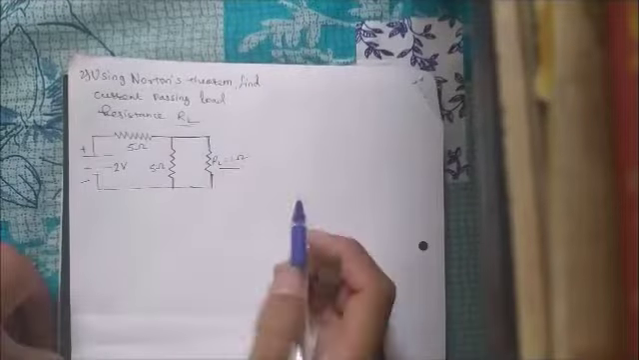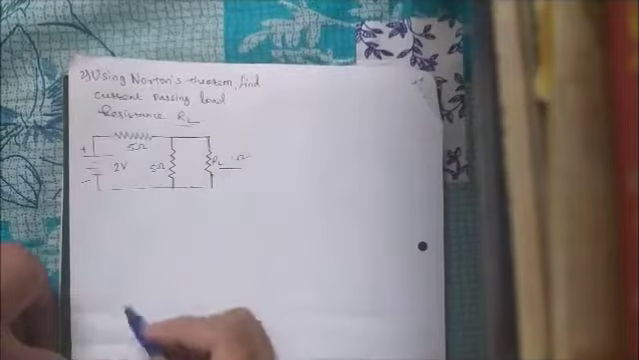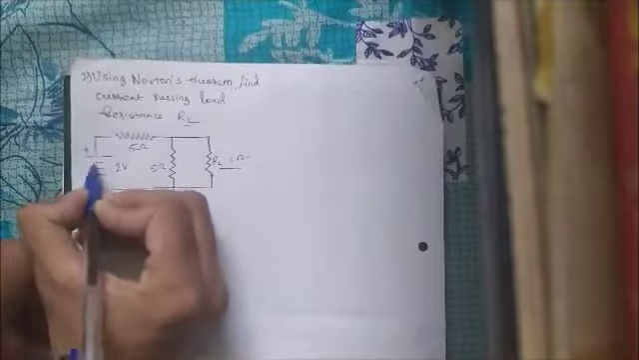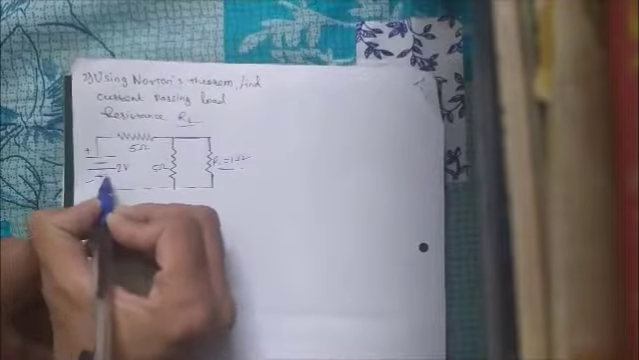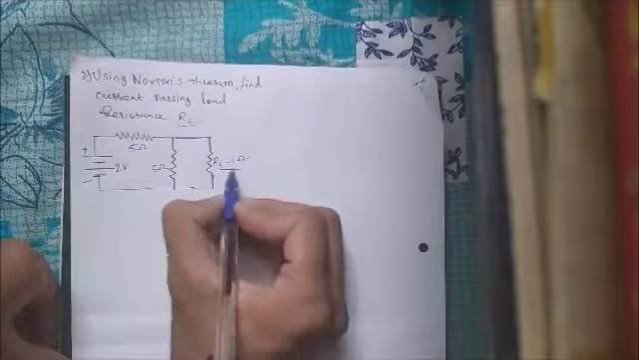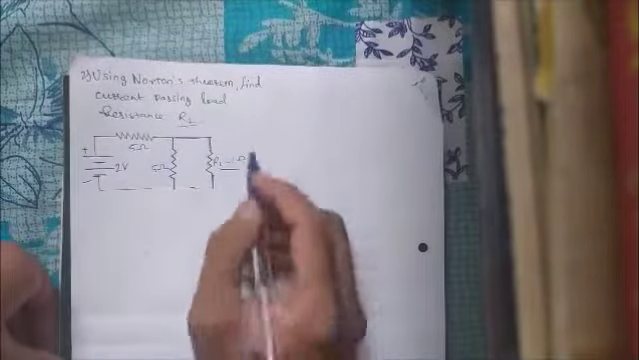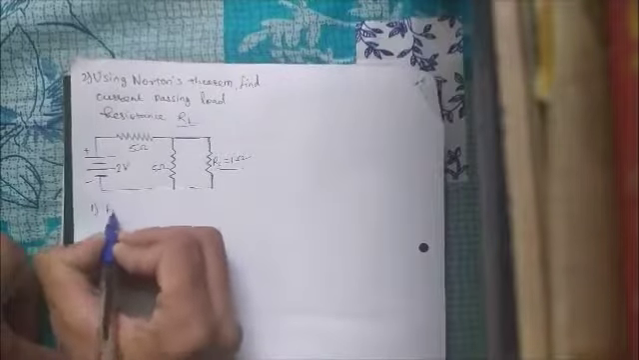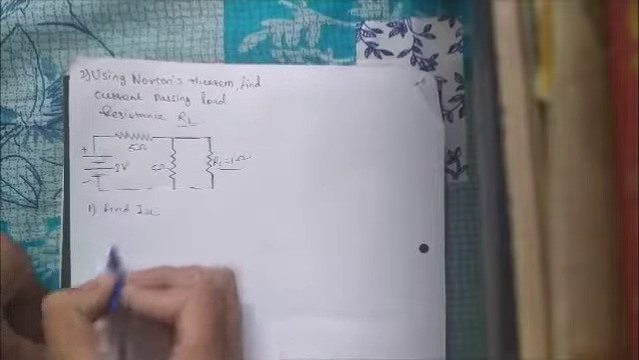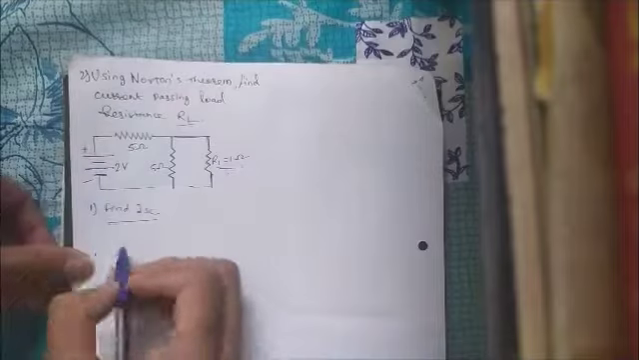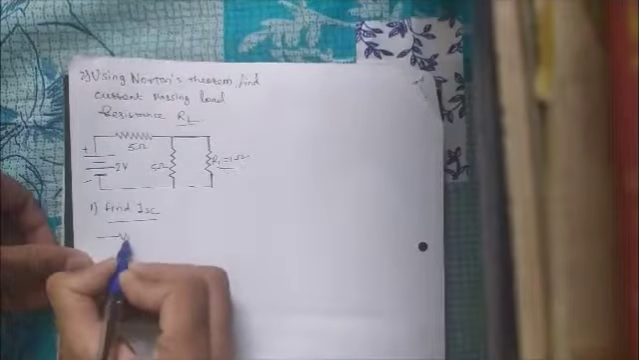Okay, so this is the circuit, and we have to find the current flowing through this load resistance of 1 ohm. This is your power supply of 2 volt. This is 5 ohm resistance, this is 5 ohm resistance, and this is your load resistance RL equals 1 ohm, and we have to find the current flowing through this. So according to the steps of Norton's theorem, first of all find ISC, that is the short circuit current, and to find the short circuit current we have to short circuit this load resistance RL.